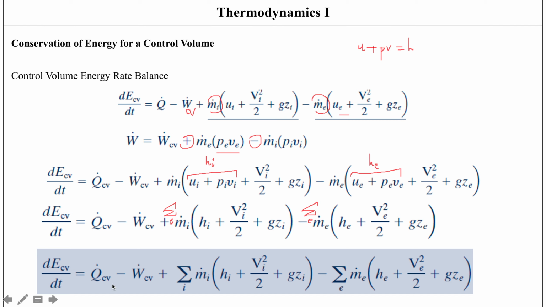This is called the energy rate balance, and this is just accounting for the energy within the control volume. What it says is that the rate of energy that is increasing or decreasing within the control volume is equal to the difference between the rates of energy transfer in and out across the boundary. So all we've done is apply the same principles that we applied for a closed system, and extended it for a control volume, which is also called an open system.